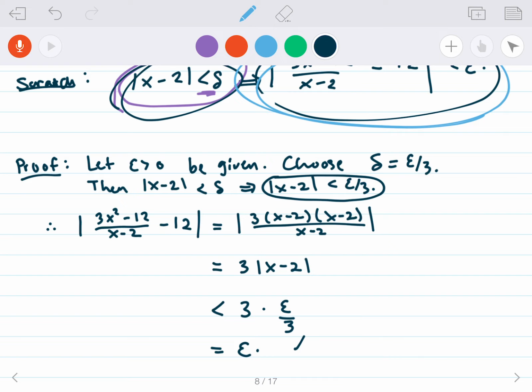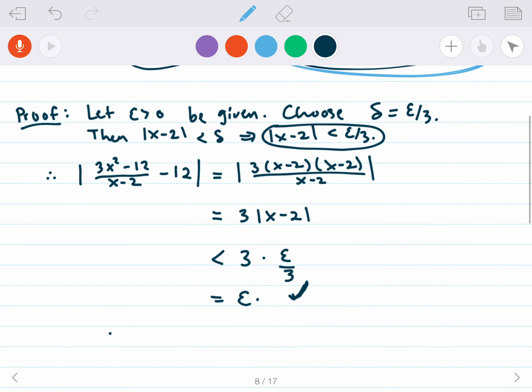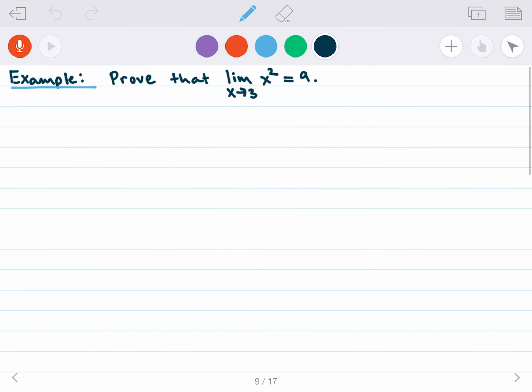Okay, and we're done. So I did the same thing that I did for the previous problem. In the previous problem, I worked backwards, whereas here I just worked forwards. Whichever way you want to do it is okay. But yeah, that's the idea. So we just proved that the limit as x approaches 2 of f of x is indeed equal to 12. All right. Let's do another example.